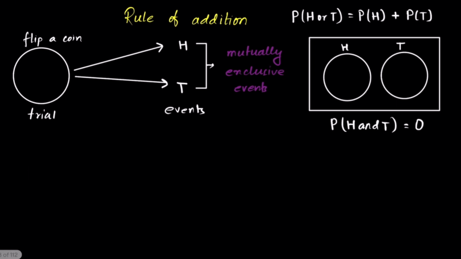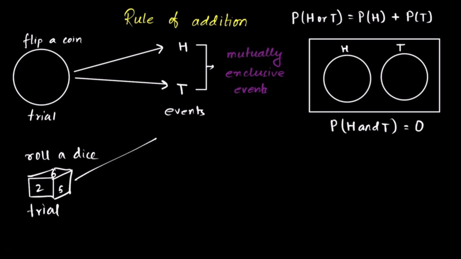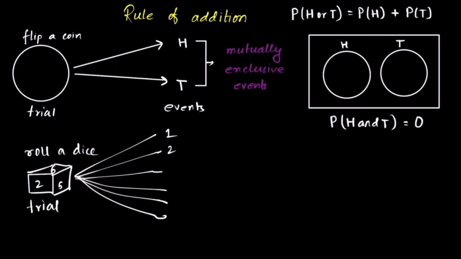Let me give you another example. Let's say I have a dice right here. Okay, I have a dice right here. So I carry out a trial. The trial is rolling a dice. Once I roll the dice, there are 6 different possibilities. I either get 1 or 2 or 3 or 4 or 5 or 6.